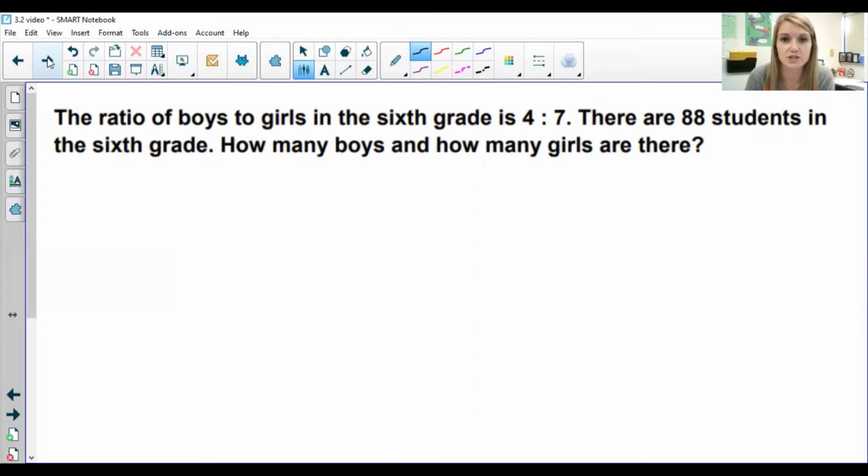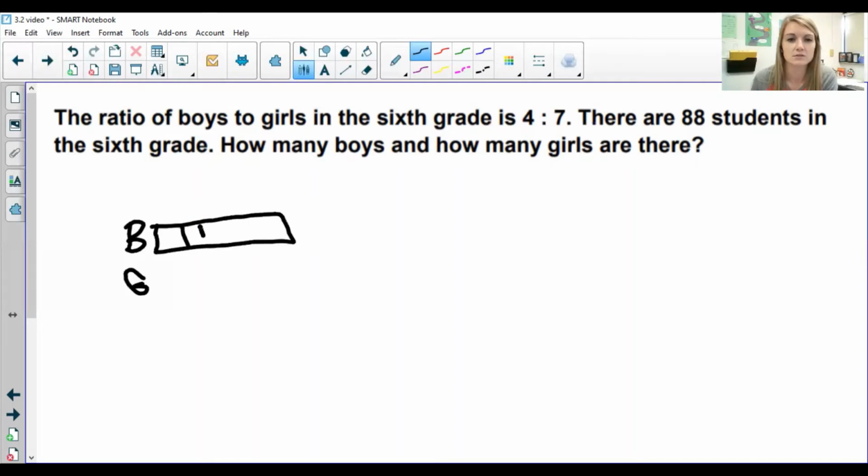Okay, first off, we start with our ratio. We know it's going to be boys to girls. Okay, so I'm going to start with making my tape diagrams. It's boys to girls. Okay, my ratio is 4:7. So how many boxes do the boys need? 4 boxes.